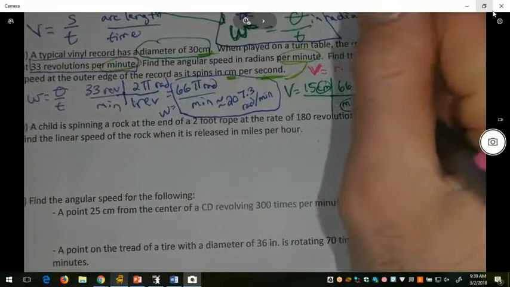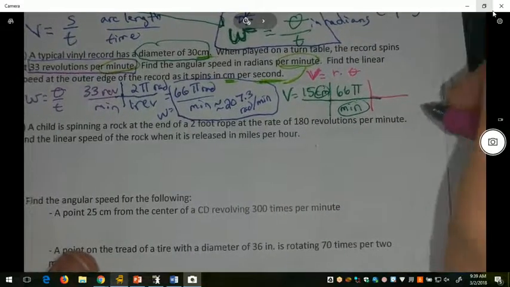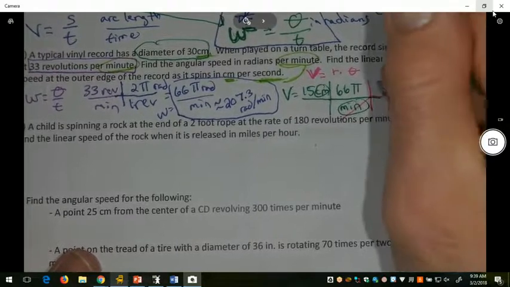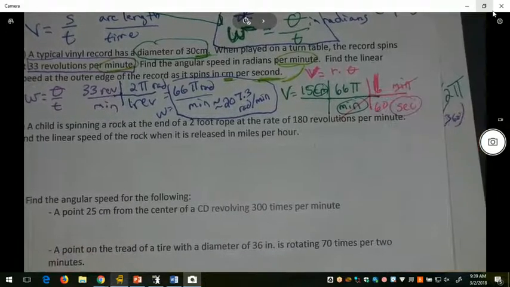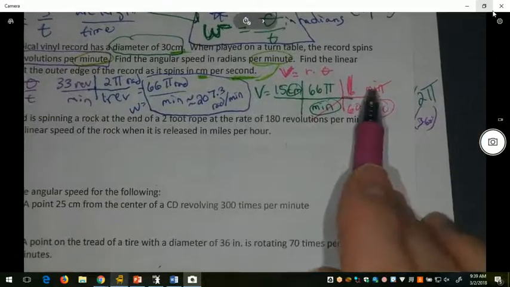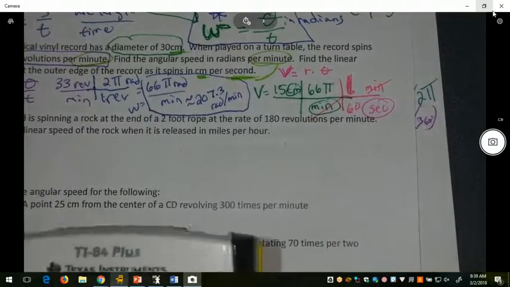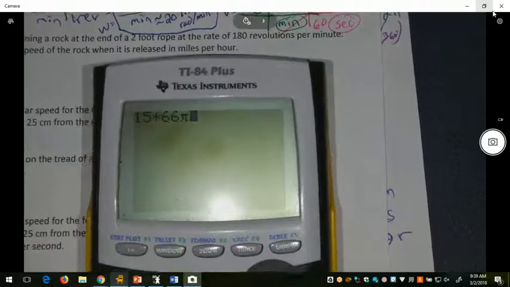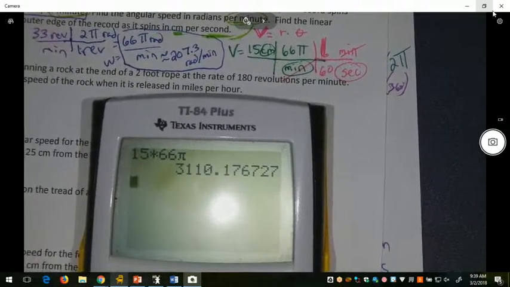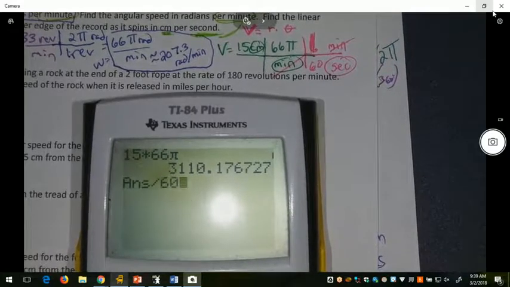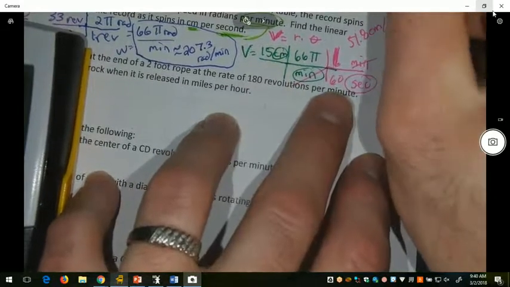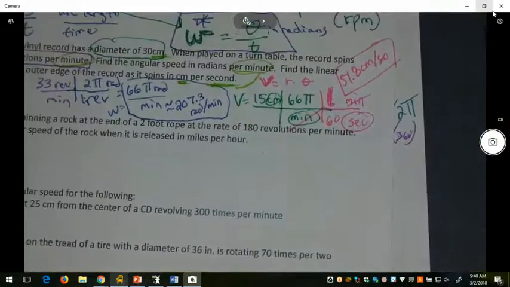Is that what I want it to be in? I want it to be in seconds, so I need to continue the conversion. I need to get rid of minutes and go to seconds. So I need to get rid of minutes by putting it on top and going to seconds. And 1 minute is 60 seconds. So now I'm going to multiply across the top, multiply across the bottom, and divide the two. So I have 15 times 66 pi times 1. And then I have to take that number and divide it by 1 times 60, so just divide it by 60. I get 51.8 centimeters per second is my answer for the linear speed.